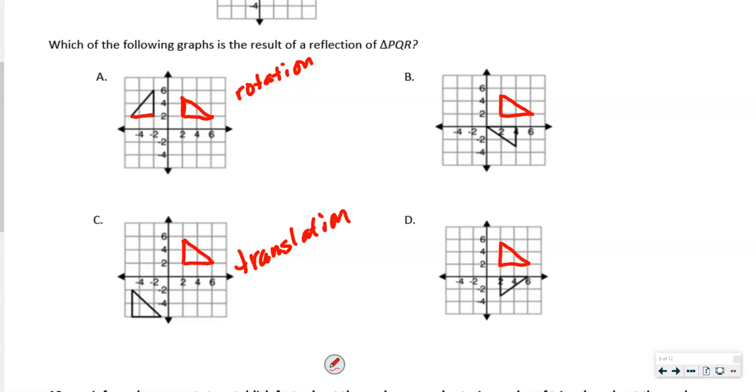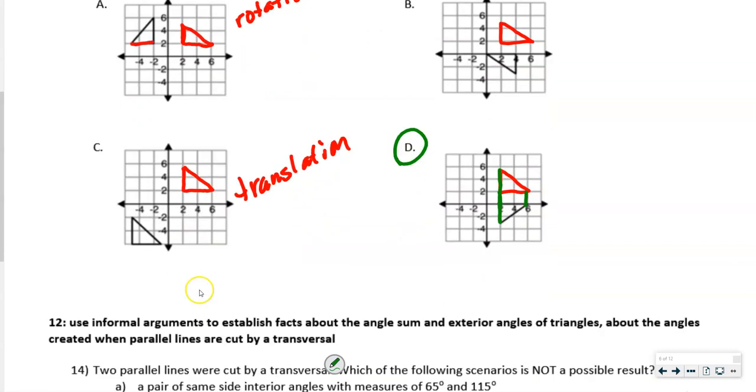And so this last one, can you guys tell? It is a reflection. I can. So look, from that vertices to that vertices, and from this vertices to this vertices. So yeah, all those are parallel, right? But they're not all congruent. So that's our reflection.